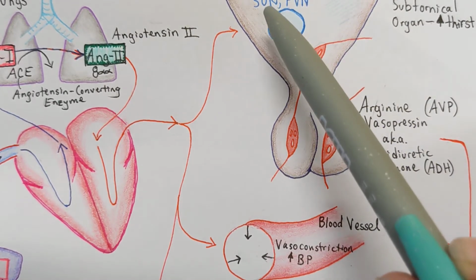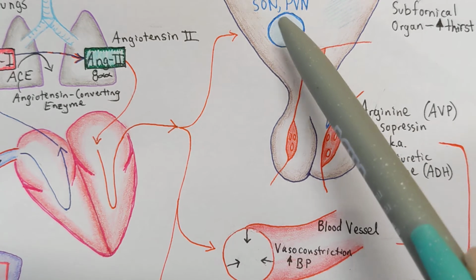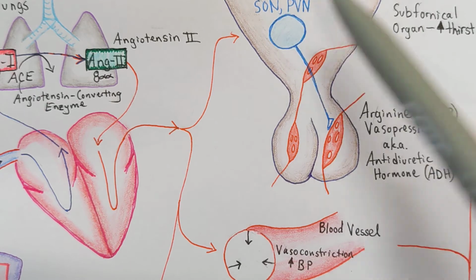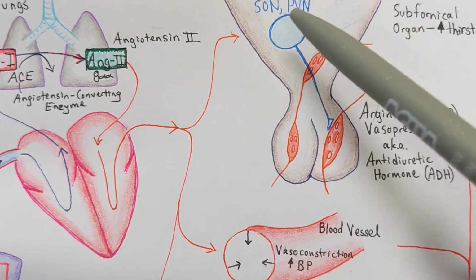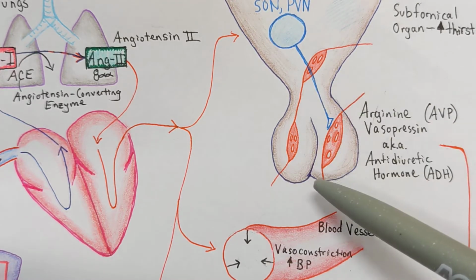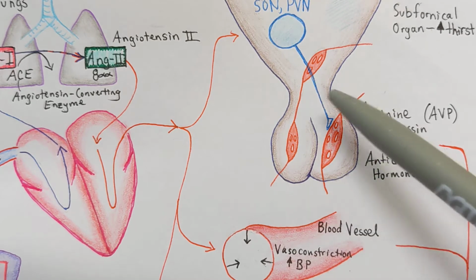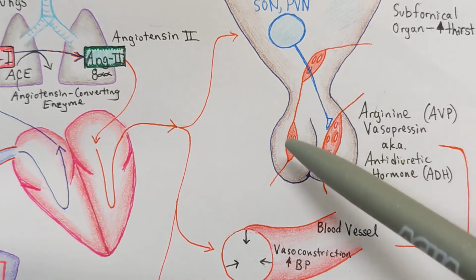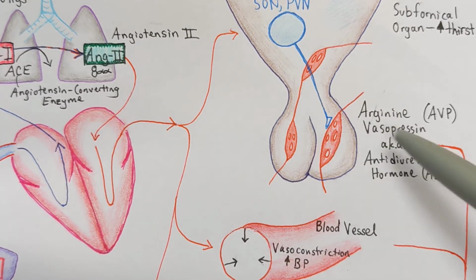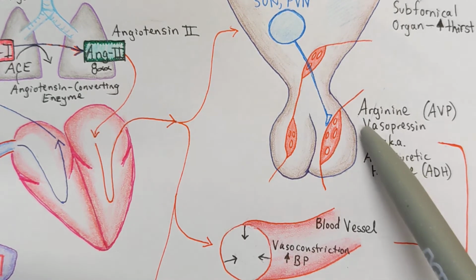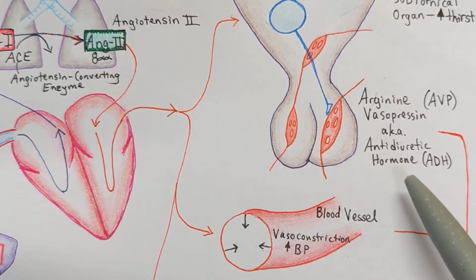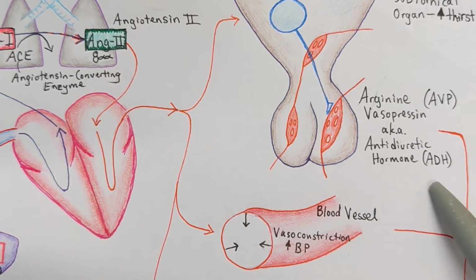There are also receptors within the supraoptic nucleus and the paraventricular nucleus. Neurons from these two nuclei are going to be triggered to release a hormone into the blood circulation of the posterior pituitary gland. So here we can see the portal system that is to the anterior pituitary. Here is the posterior pituitary gland, and the hormone that is released from these two nuclei is called one of two things: arginine vasopressin, AVP, or, both of these mean the same thing, antidiuretic hormone, ADH.